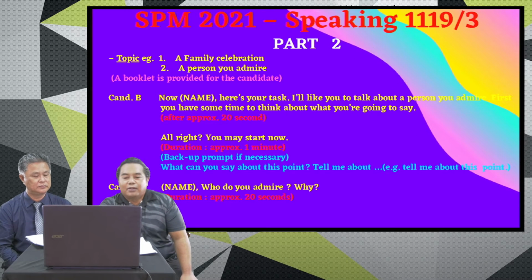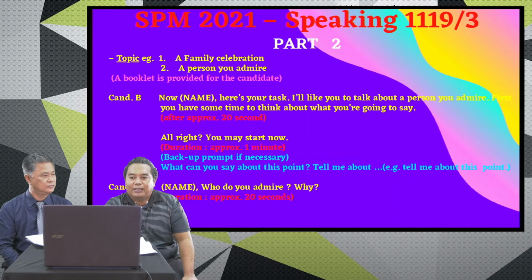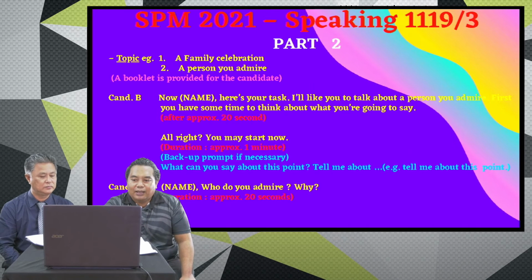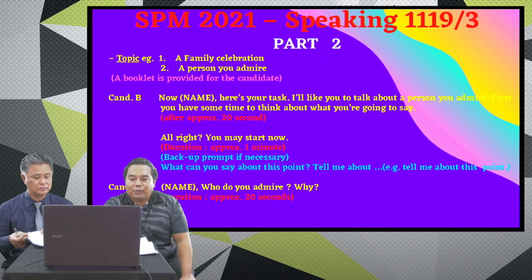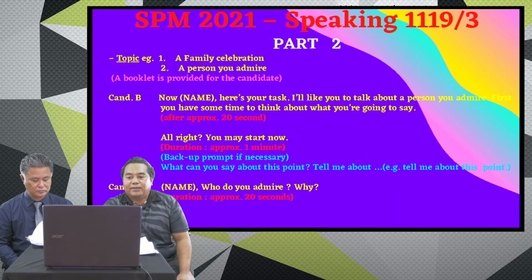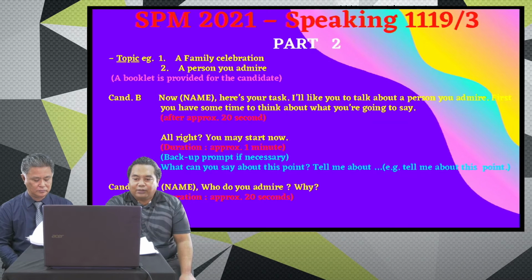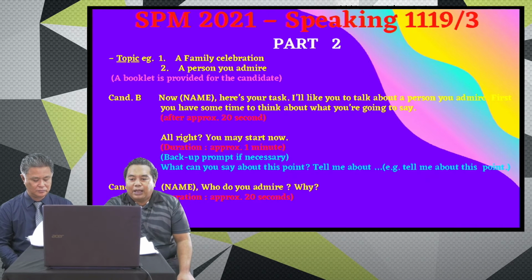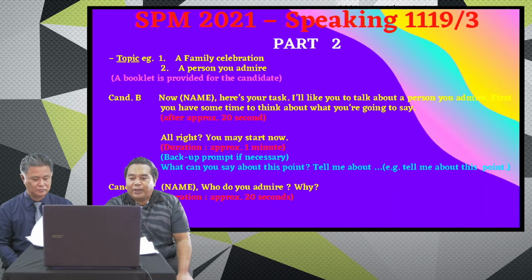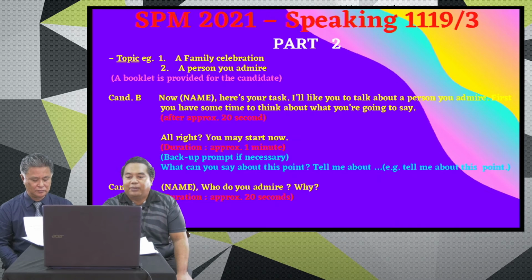Okay. The student will have to elaborate about a person he admires based on the task given, based on the question that he has read just now. The same goes for candidate 2. You only use a backup prompt if necessary. Okay, for example, what can you say about this point? Tell me about this point.